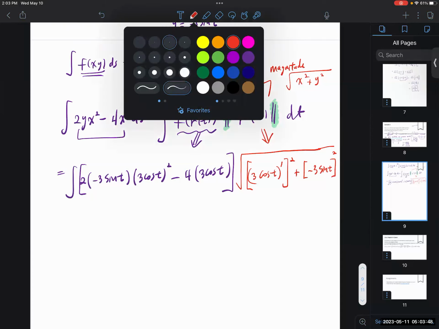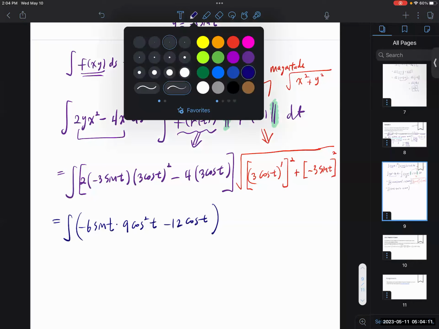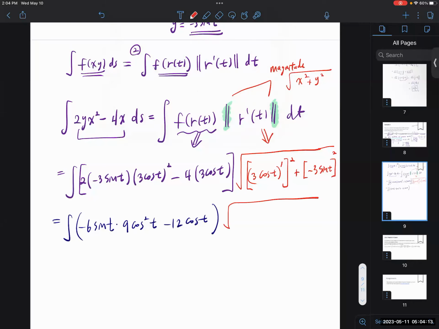I'm sorry, this is a little bit long, but you can follow. So now I'm gonna just expand everything. So 2 times negative 3 times, that is going to be negative 6 sine t. And 9 cosine squared t minus 12 cosine t. So this is this part. And then the second part, anybody remember what is the derivative of cosine t?